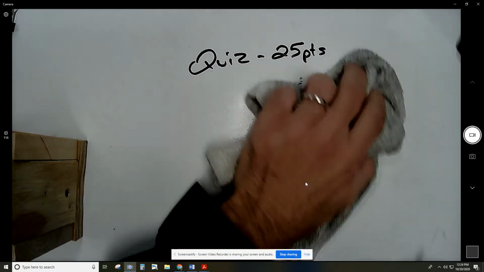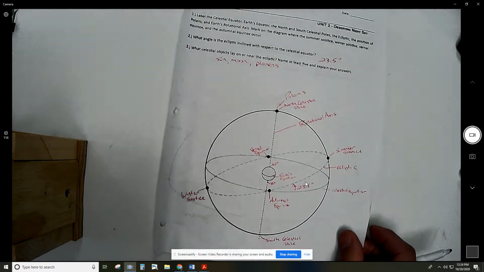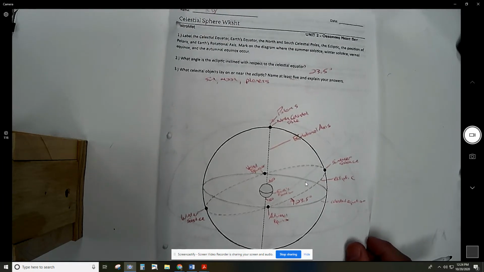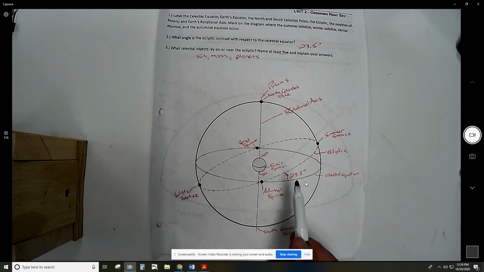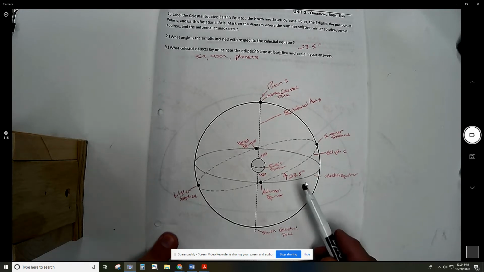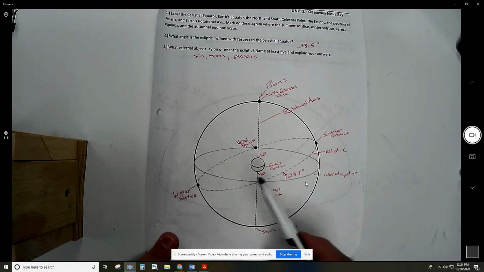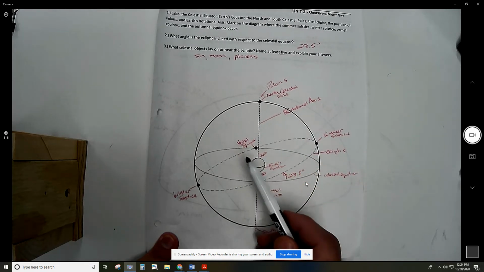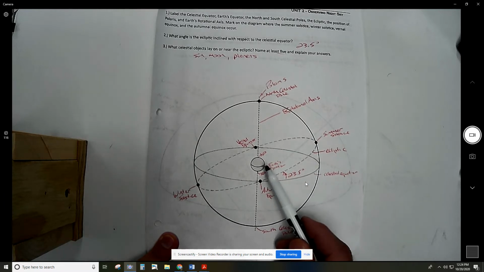Okay, so that's the first part of the quiz. The next part of the quiz is related to this. We filled this out together in class. Be able to identify different things on this diagram. If I give you a blank diagram and I say label this, this, and this, you should be able to do that. So remember, this represents the celestial sphere: all the stars around us, the sun, the moon, the planets, everything's going around us in this diagram. And we basically are spinning inside of this circle, making it look like everything's moving around us.